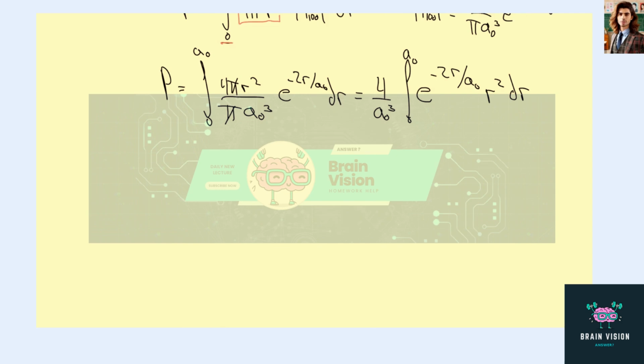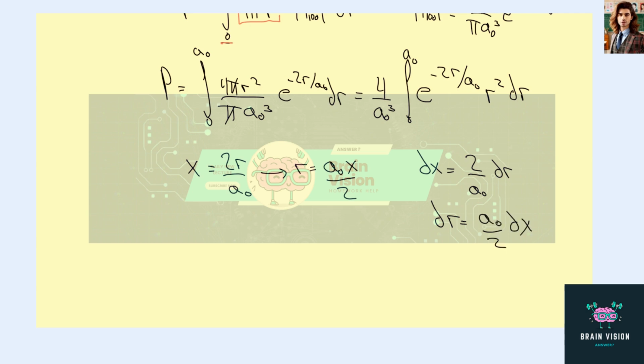First of all, we're going to do the following substitution. Let's make x equal to 2r divided by a naught. With this, we find that r is equal to a naught x over 2, and dx is equal to 2 over a naught times dr, or dr is equal to a naught over 2 dx. So we can replace these values directly in our integration, in terms of x instead of r.